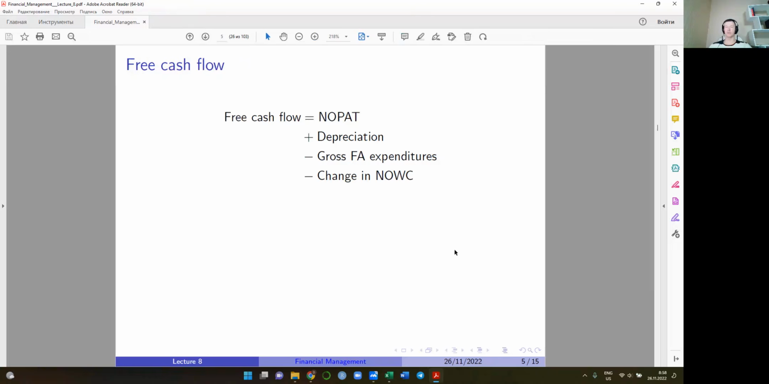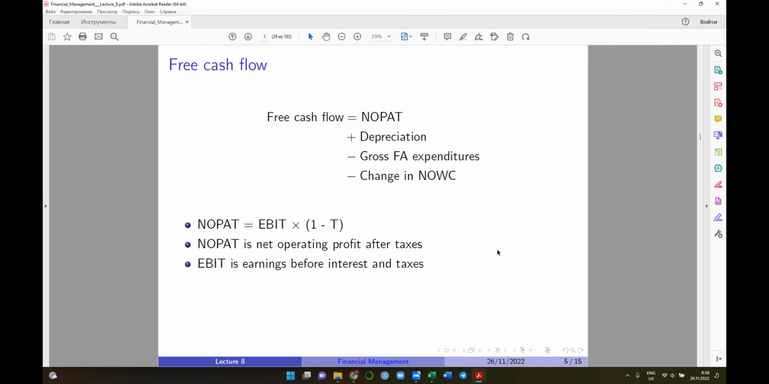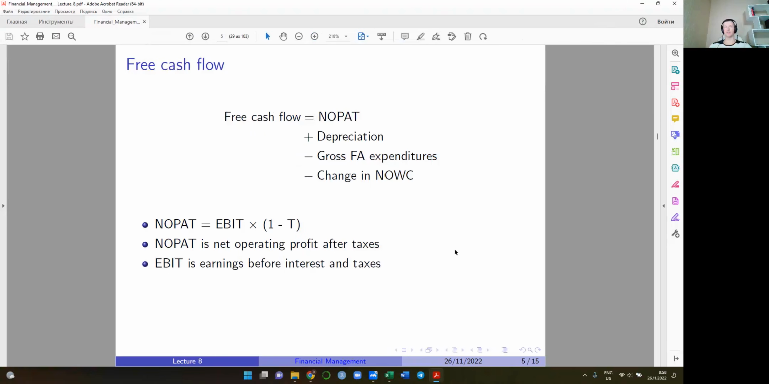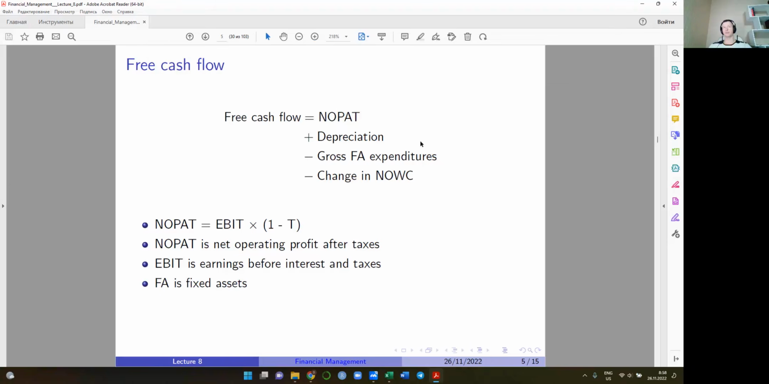And as a result, we have a free cash flow. So this is an explanation. What is the net operating profit after taxes? This is earnings before interest and taxes multiplied by 1 minus tax rate. So EBIT is earnings before interest and taxes. And some other explanation: FA is fixed assets and NOWC is net operating working capital.